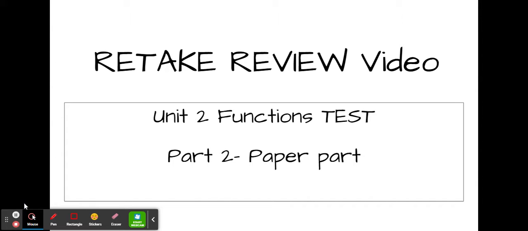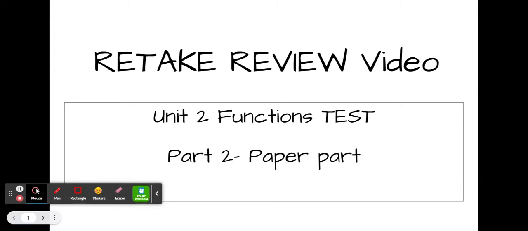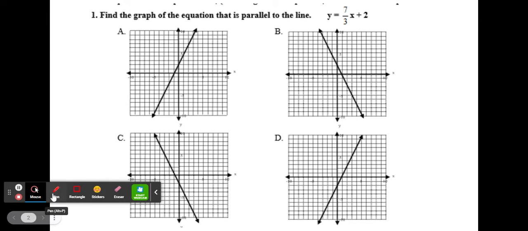So this was the part that was on paper. Hopefully you have your paper, so you can see which ones you got wrong and right, and focus on those questions as we go through them together today.